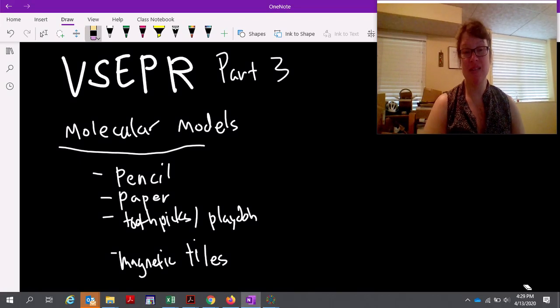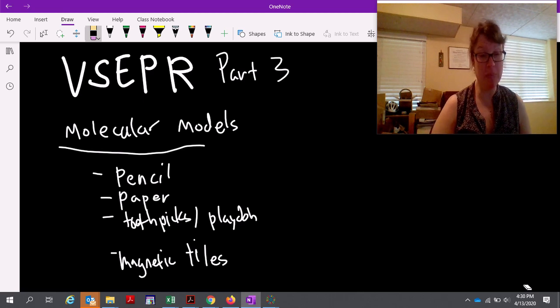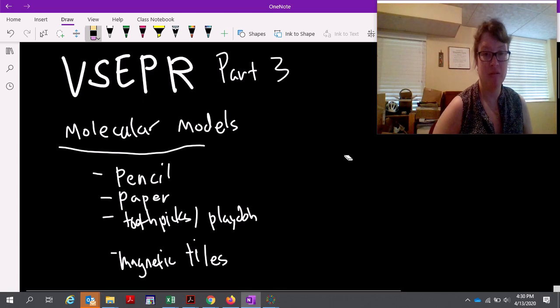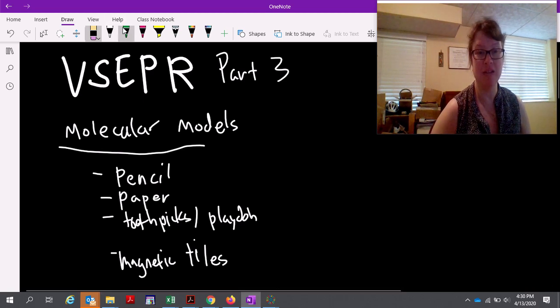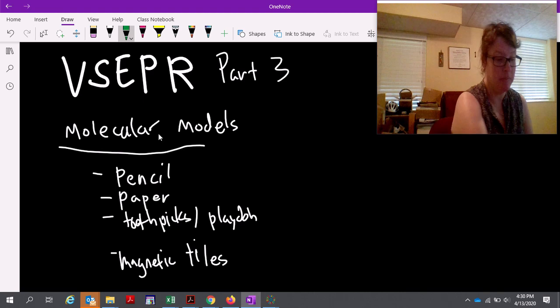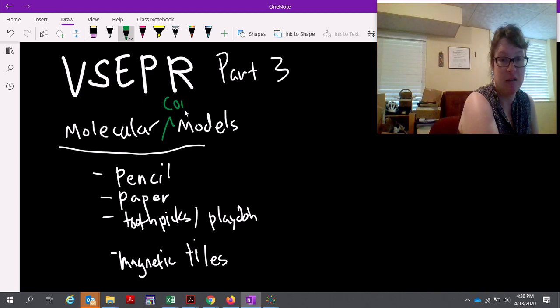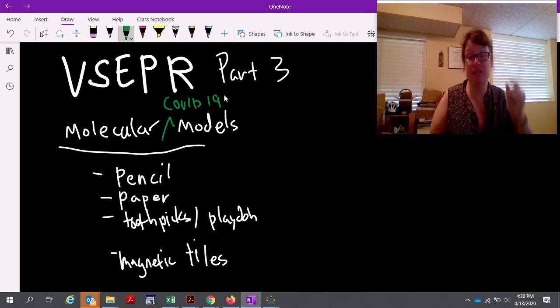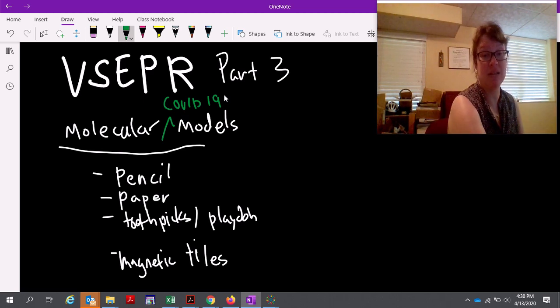We're going to do VSEPR part 3, and this is going to be on molecular models. I'm going to call this molecular models, COVID-19 edition. So let me just annotate this a little bit, because we're going to use things we have around the house to make molecular models to visualize those 5 basic geometries that we talked about.